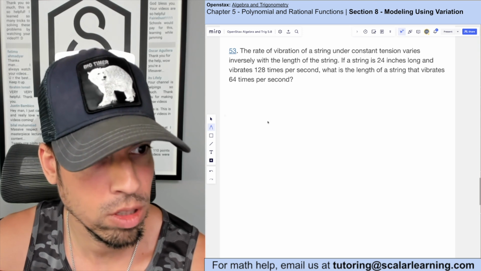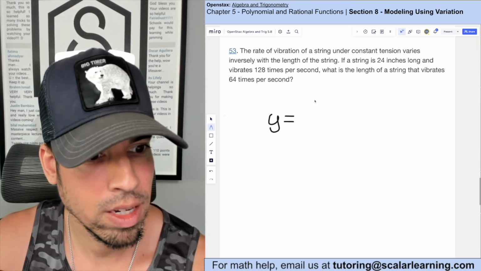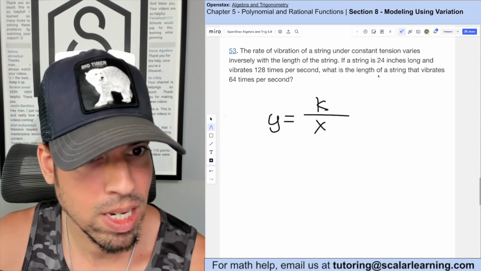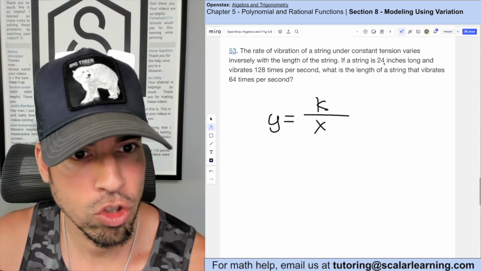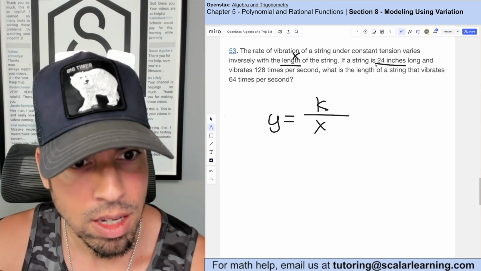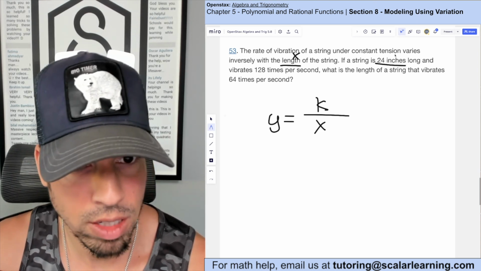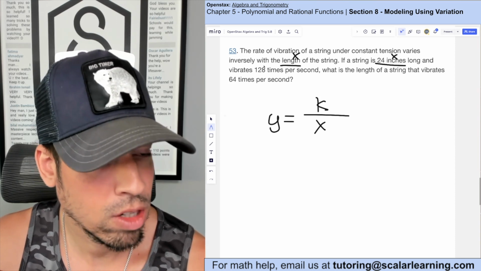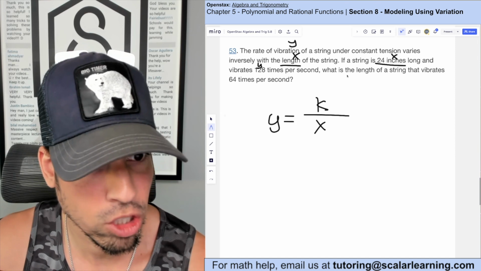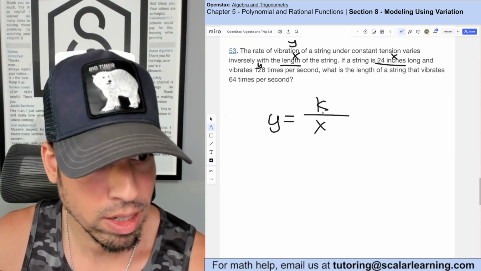So this one says the rate of vibration of a string under constant tension varies inversely with the length of the string. So let's just call that y. Varies inversely, that means some constant k over, and then the length of the string can be x. So now it says the string is 24 inches long, that's our x, and vibrates 128 times per second, that's our y, right? So we said y is the vibration.